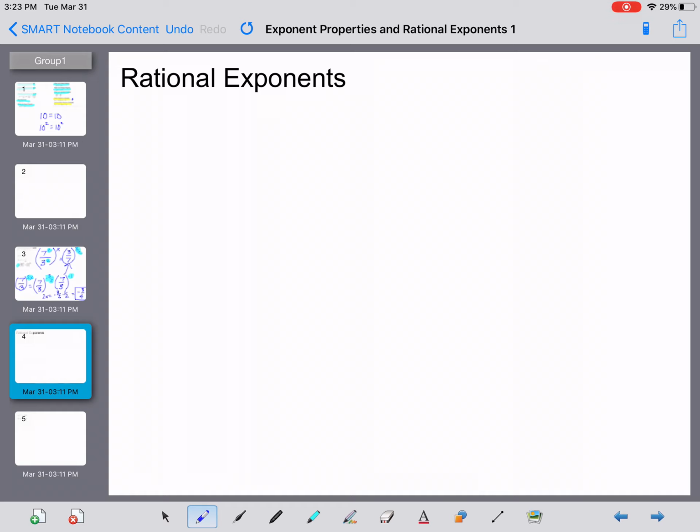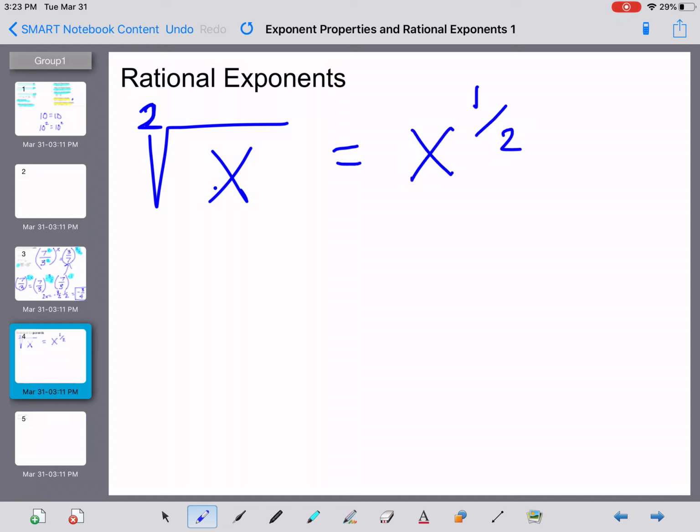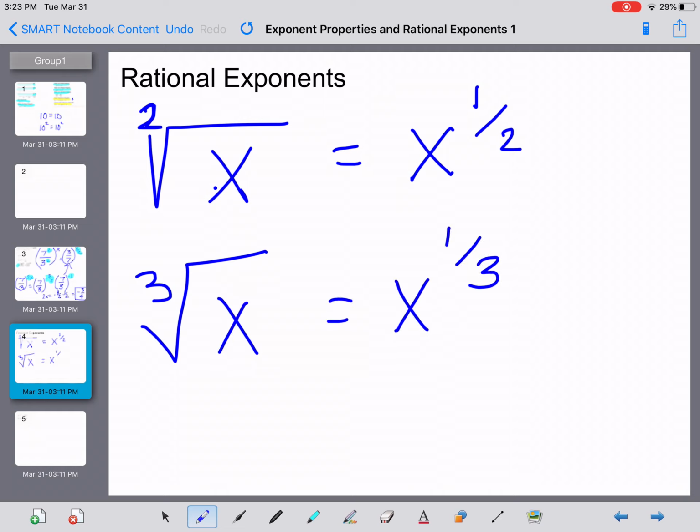Rational exponents you've seen before. We've just seen them as roots. Okay? Square roots. We usually don't put that 2 out there, but that's why it's called a square root, because this is equivalent to a rational exponent, x to the 1/2. Okay? So that's the same thing. Same thing if I had a cubed root. Well, that's just the same thing as saying x to the 1/3.